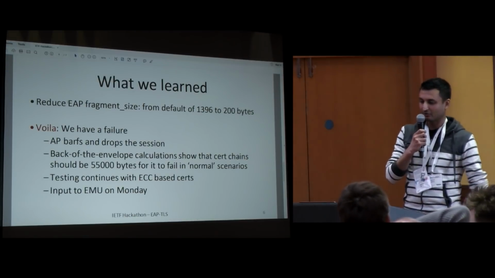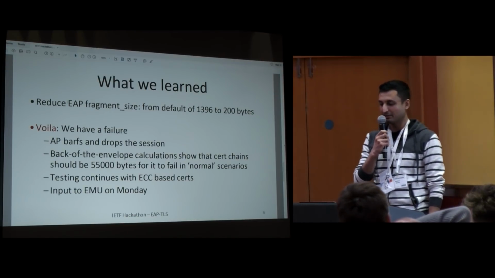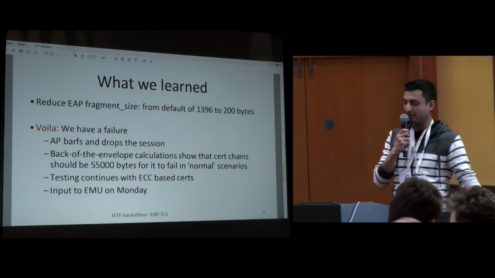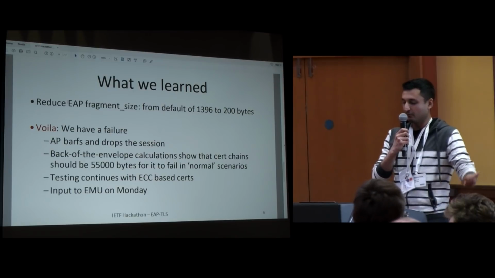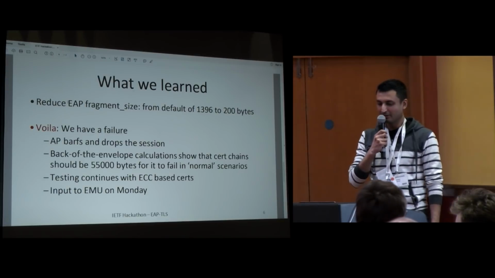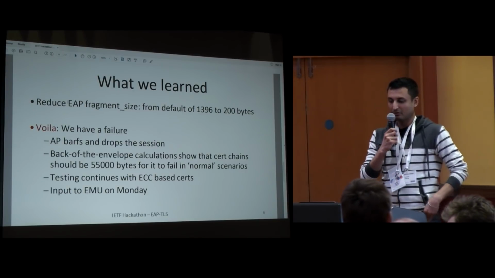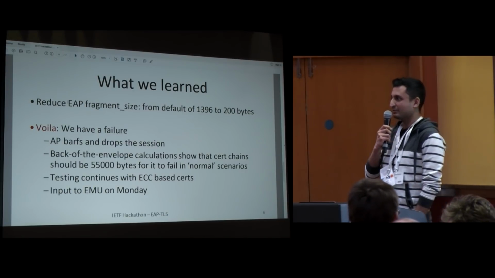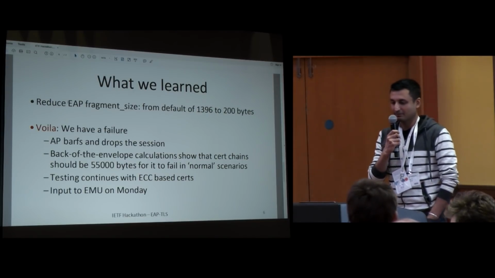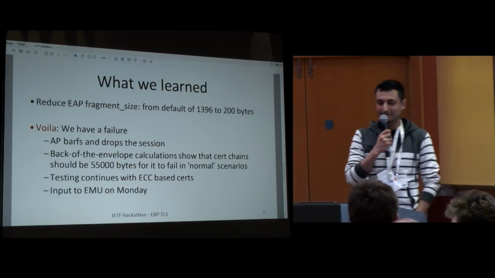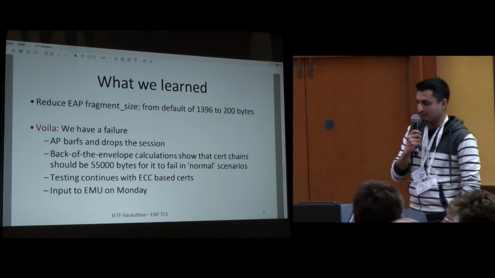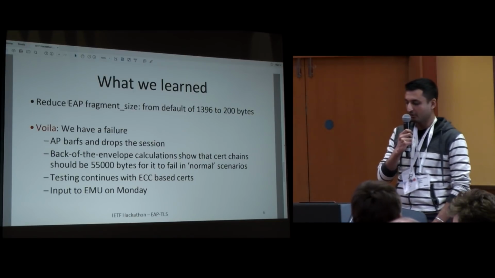So what we did next: there is a configuration parameter that allows you to reduce the maximum EAP packet size. The default was 1396 bytes, and we reduced it to 200 bytes, and voila, we have a failure. So the AP barfs, as was reported on the mailing list. But we also noticed that for this to actually happen with the default 1396 bytes fragment size, you would need a chain that is roughly 55,000 bytes. We sent this input to the mailing list, and we'll probably discuss this tomorrow when EMU meets.